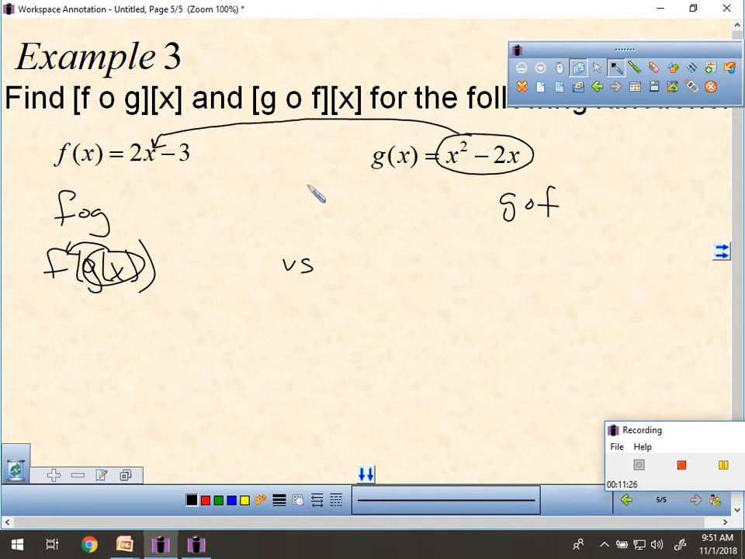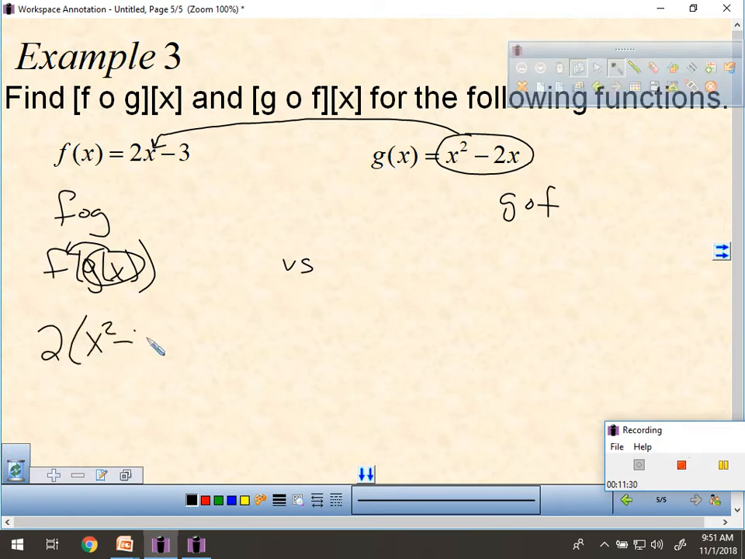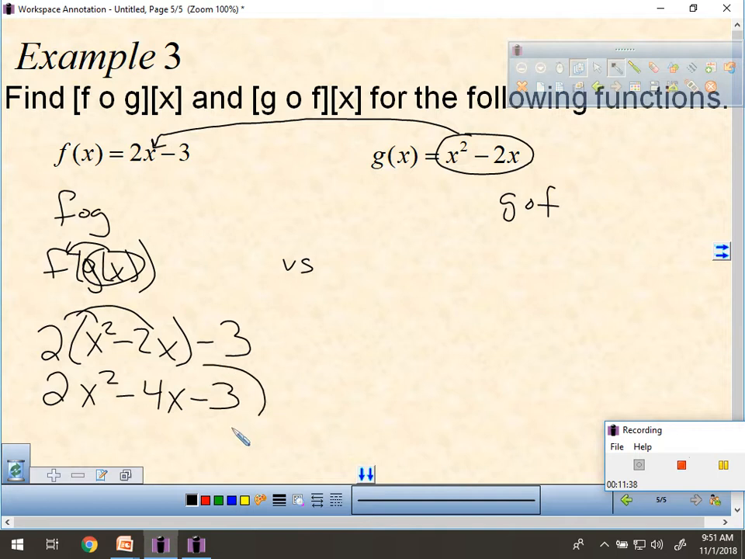And I think y'all are going to get the easy one, because all I do is 2 parentheses x squared minus 2x minus 3. And ladies, all y'all have got to do is distribute. So 2x squared minus 4x minus 3. And that is it. Y'all are done. So fog was good. Golf, fellas, that means g of f of x.